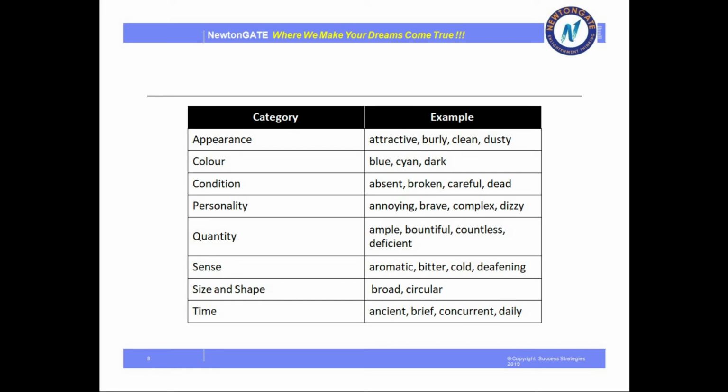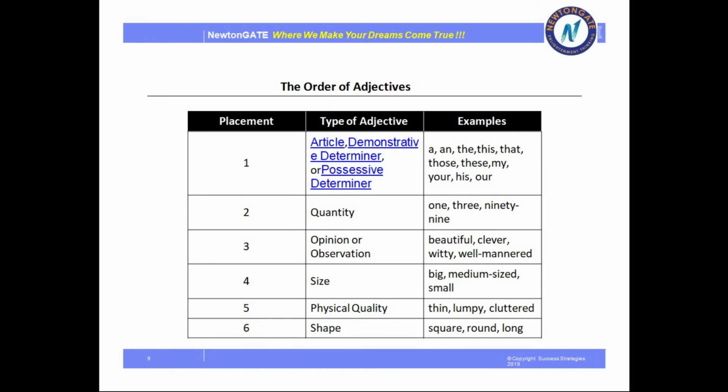In the category of appearance, the example is that she or he is very attractive. In color, the color of the sky is blue. In condition, the flower vase is broken. Like this, you can describe something. So, these are all examples.